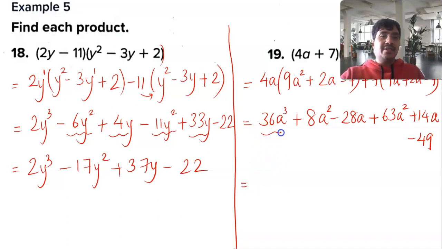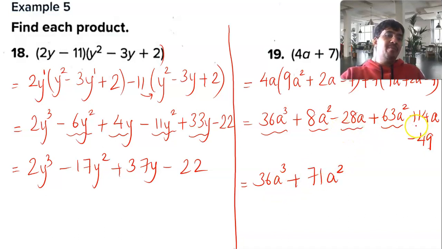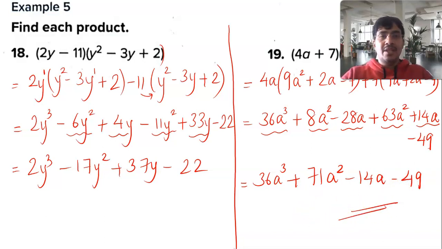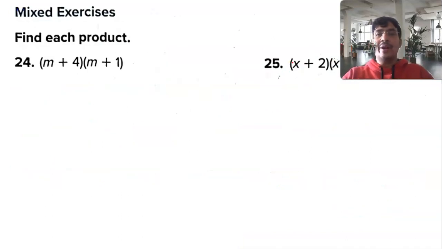So like terms: 36a cubed, there is no other term with a cubed. 8a squared and 63a squared will give me 71a squared. Minus 28a and plus 14a is minus 14a, and minus 49. That's it. This is the final answer. Yeah, I hope you understood this. Let's move on to the next one.